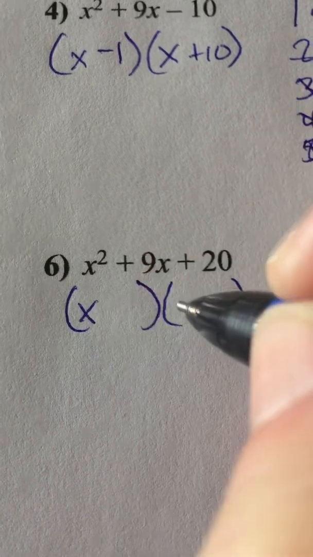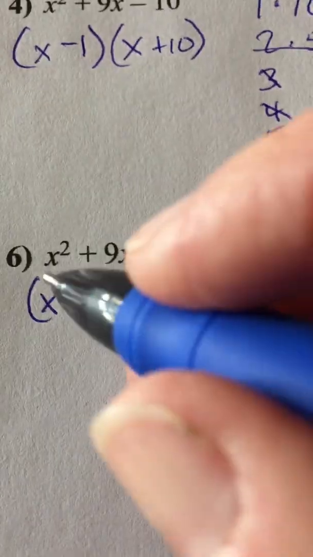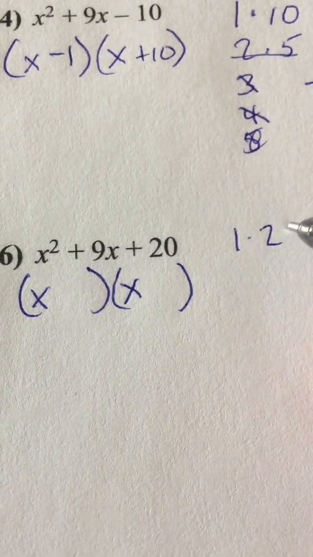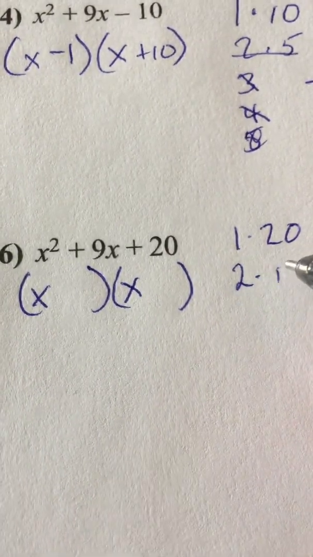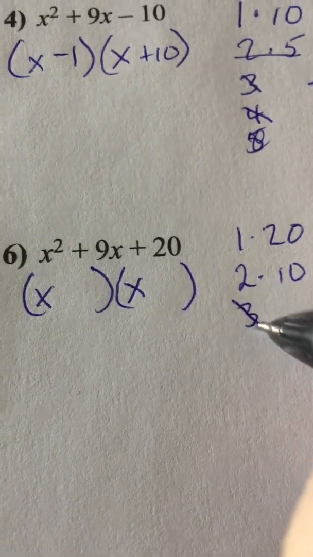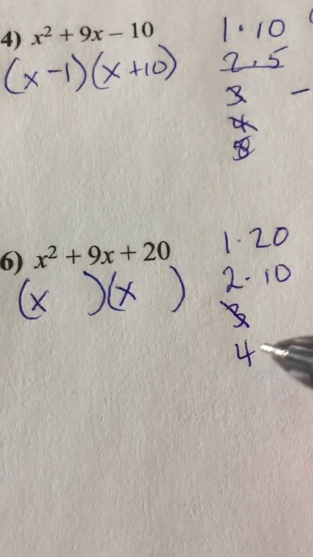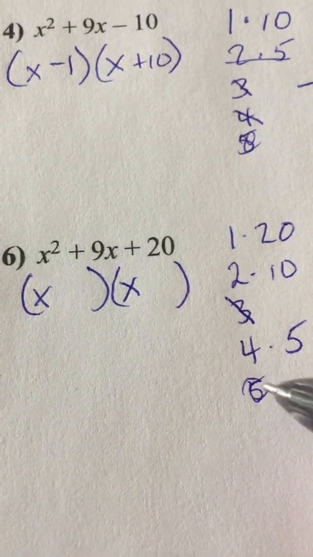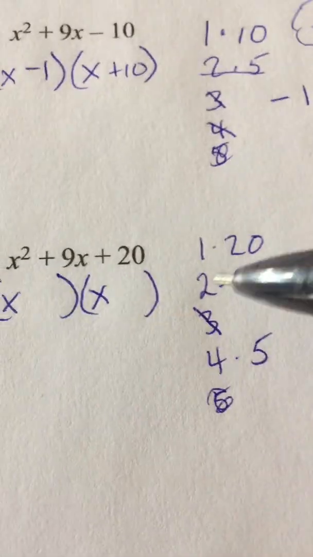What times what is x squared? X times x. What number times another number is equal to 20? Well, let's make a list of possibilities. 1 times 20, 2 times 10, 3 won't go evenly into 20, 4 times 5 will give me a 20, 5 I've already used, so I'm done. I got 3 possible combinations.